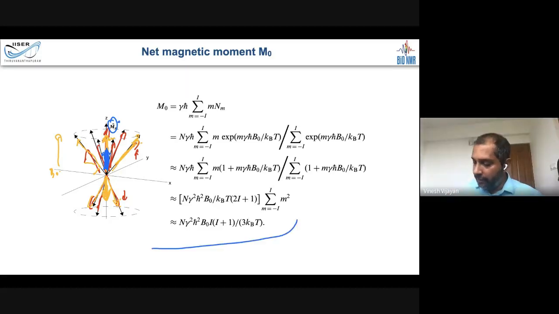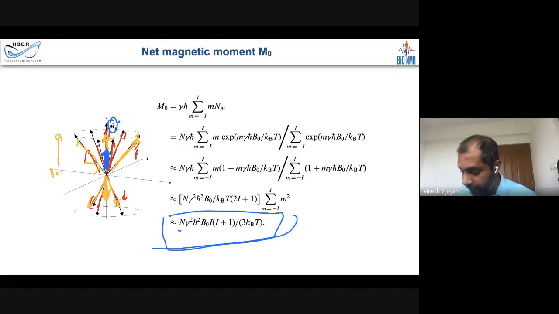We can do the maths for this, and it turns out this magnetic moment, M0, is proportional to N, the total number of spins, the gyromagnetic ratio, and the magnetic field, and inversely proportional to your temperature. So M0 is directly proportional to concentration. The higher the concentration, the bigger the M0 is. The larger the magnetic field, the bigger your M0 is. The lower the temperature, your M0 is also going to be big. So now what we are going to discuss is how we can observe this M0.